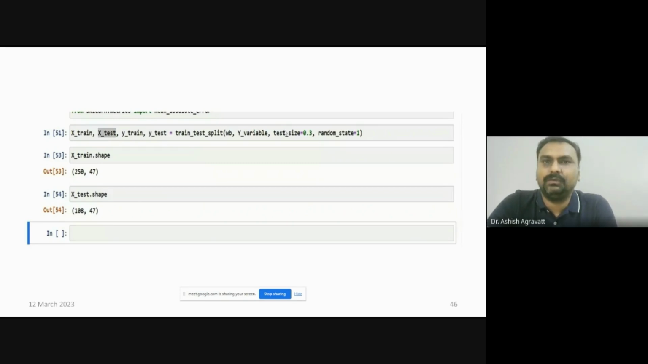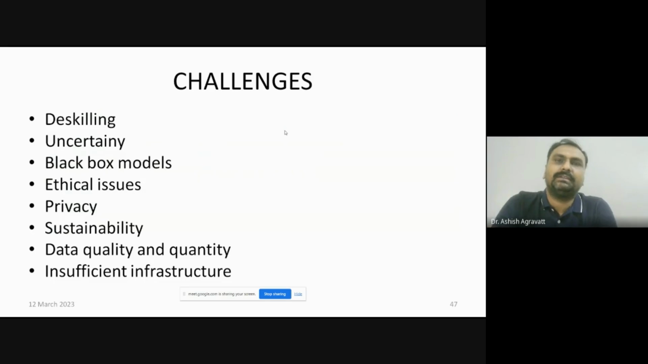And based on that, we use the base model. We select the base model that will be used for the external validation. So whenever the next data comes, the machine will automatically give us the interpretation. Now, what are the challenges?